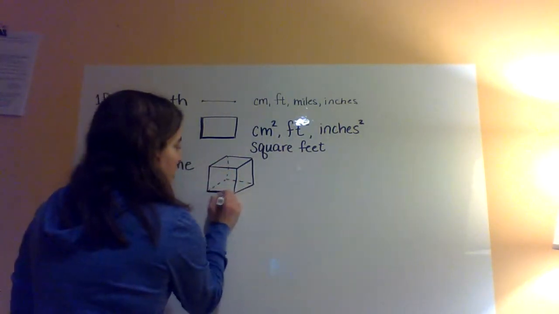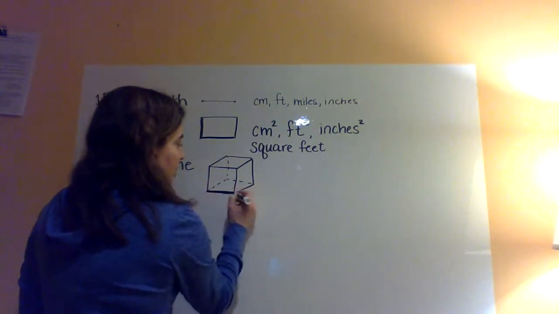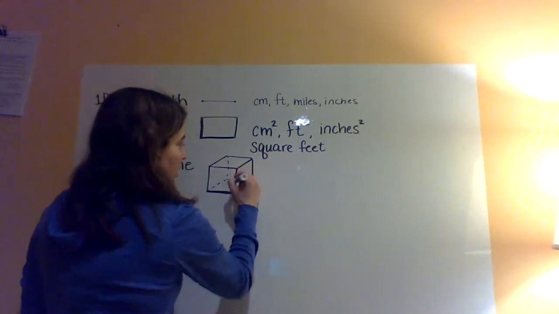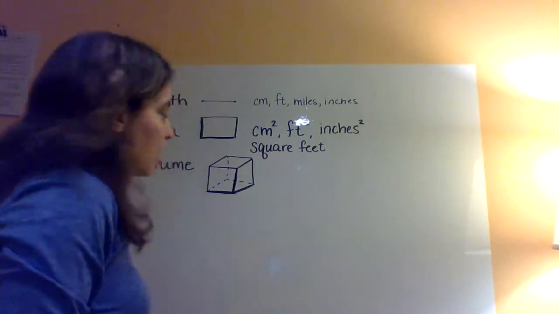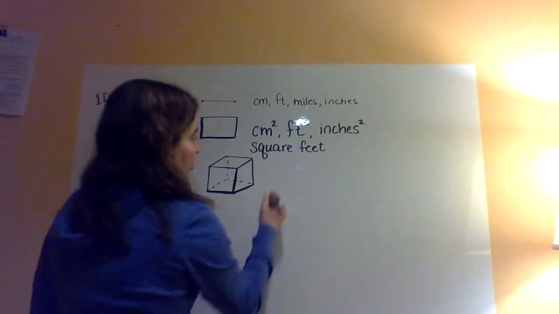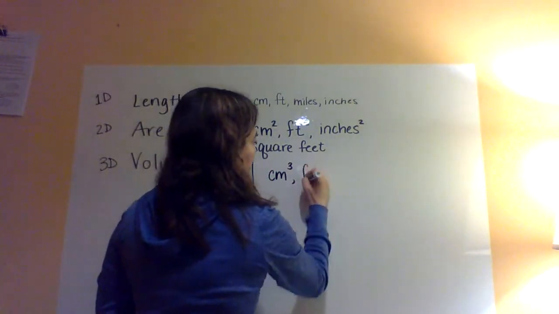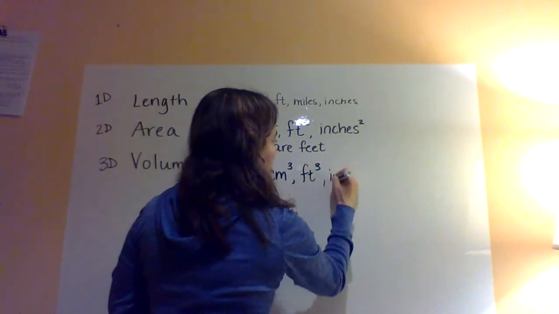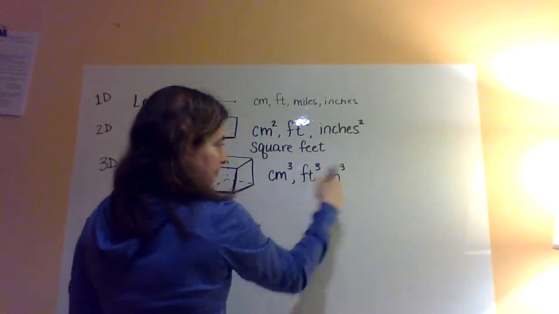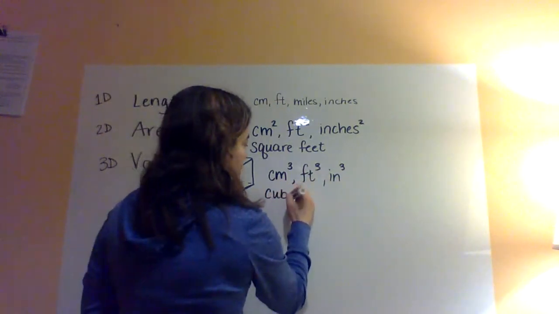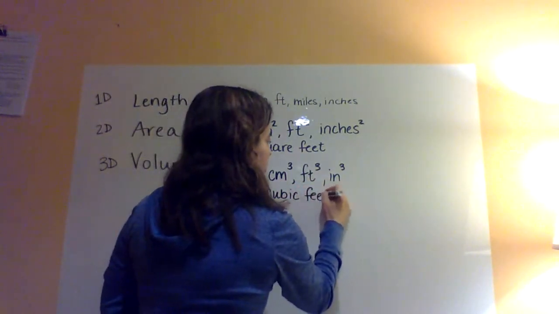Here we have measurements in 3 directions. Here, going back, so we might call this width, depth, and height, or width, length, and height, depending on how we just call those. So this is cubic feet now, okay? So cubic centimeters, cubic feet, cubic inches. Again, you can use your exponents, or you can write it out, the word cubic.